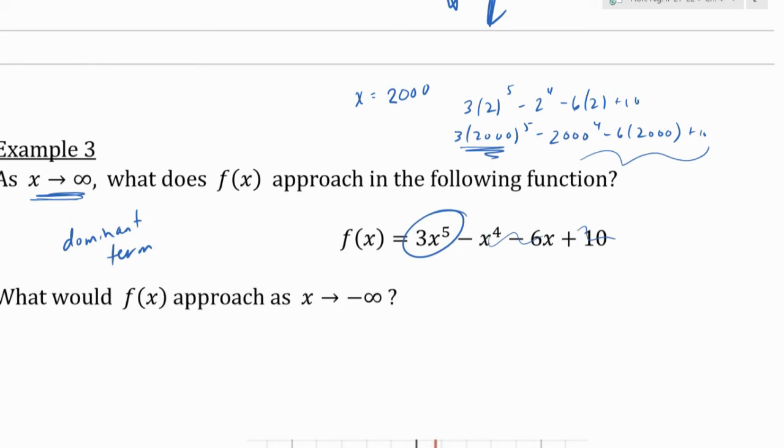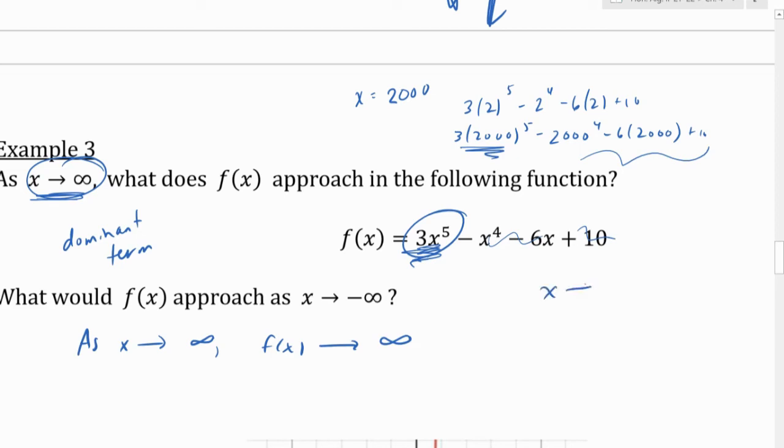And again, they still matter. They make a difference on what the outcome is, but they make less and less the longer you go. So it's like, okay, what would happen if I plugged in bigger and bigger positive numbers right here? Oh, I'd get bigger and bigger positive numbers. So as x approaches positive infinity, f of x will also approach positive infinity.